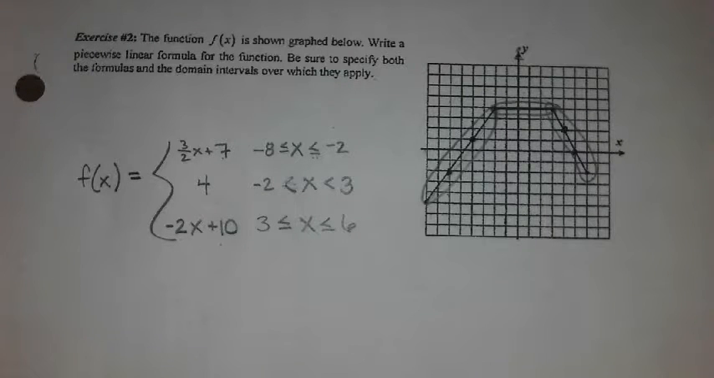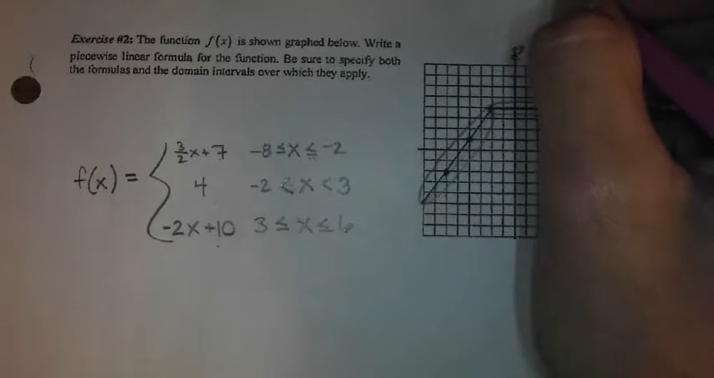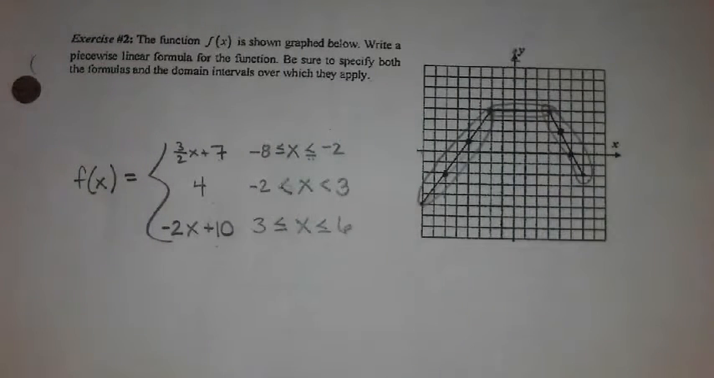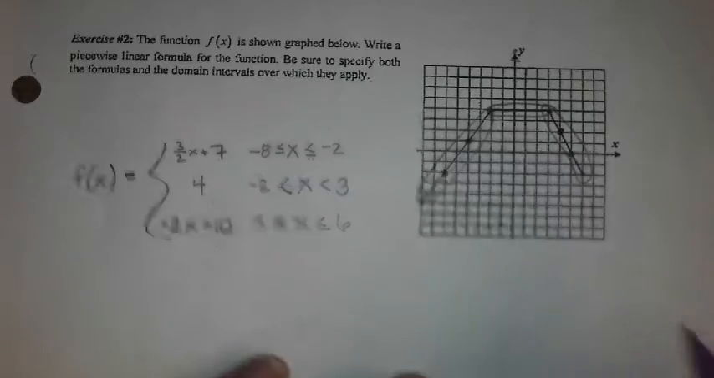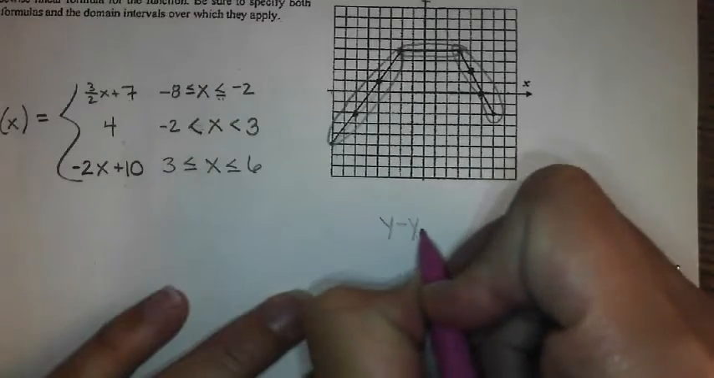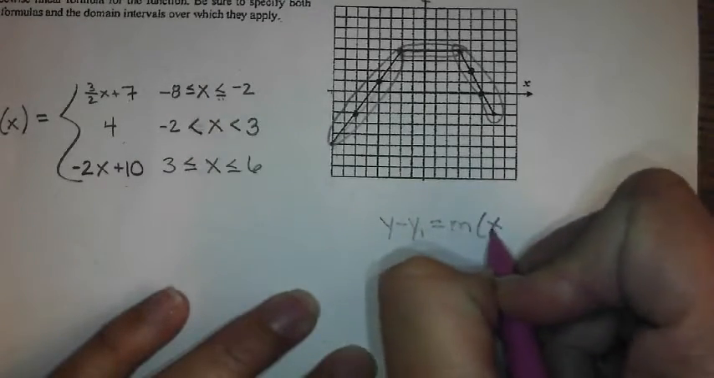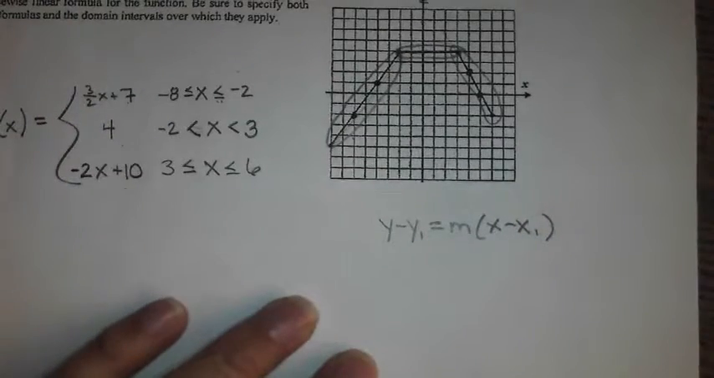Let's just for a moment pretend like what if it was way up and you didn't have counting to your benefit? Writing equations of lines. Write this formula down. Y minus y1 equals m times x minus x1. You ever seen that before?